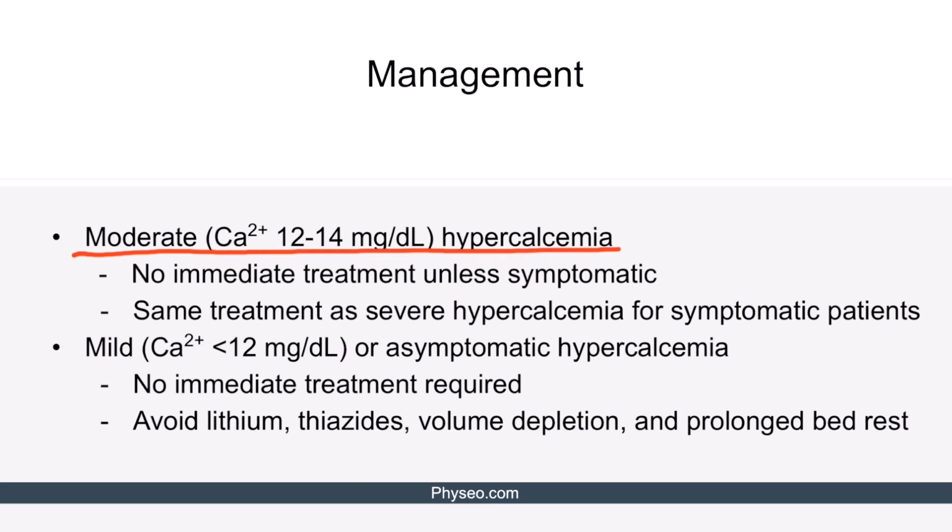Moderate hypercalcemia, defined as serum calcium levels from 12 to 14 milligrams per deciliter, requires no immediate treatment unless the patient is symptomatic. If the patient is symptomatic, then moderate hypercalcemia is treated the same way as severe hypercalcemia. Finally, mild hypercalcemia, defined as serum calcium levels less than 12, requires no immediate treatment because it's usually asymptomatic. However, one should avoid medications like lithium and thiazides. Lithium can induce primary hyperparathyroidism. Thiazide diuretics, on the other hand, increase renal calcium reabsorption.